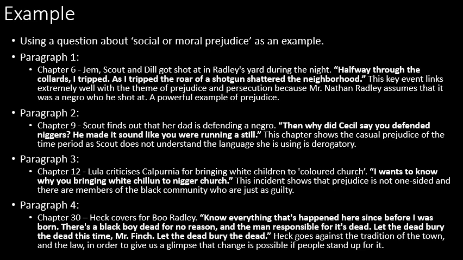That leads us to paragraph 4, final chapter, chapter 30, when Heck Tate, the local sheriff, covers for Boo Radley's killing of Bob Ewell. He explains that he's been doing this job for a long time. He understands what's supposed to happen, but part of him wants to change things. He wants to go against tradition, not just the tradition of the town, but also in this case he's going against the law. He's essentially covering up a murder, but it gives us a glimpse that change is possible if the right people are willing to stand up and be counted.